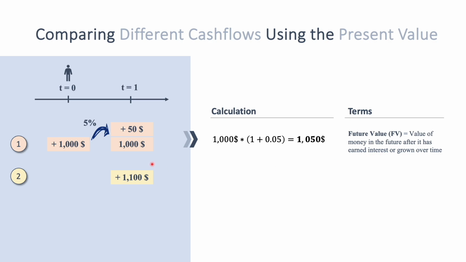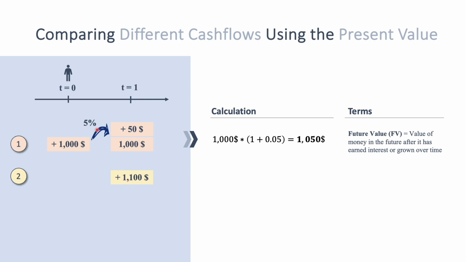Now we can compare the two cash flows valued at the same point in time, which is in year T1. Clearly 1,100 is more than 1,050 in year 1 and thus option 2 is more beneficial. Another way to think about this decision problem is by discounting the cash flow in year 1 using a discount rate, which is in this case 5%.